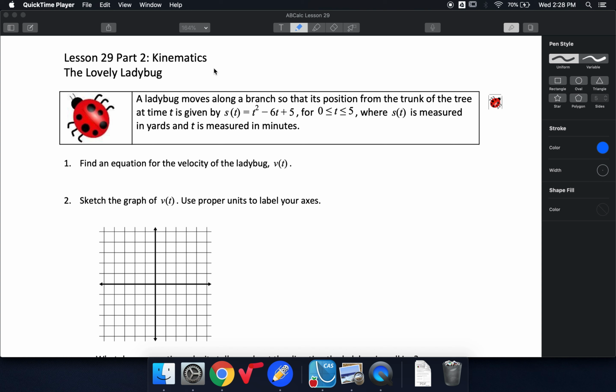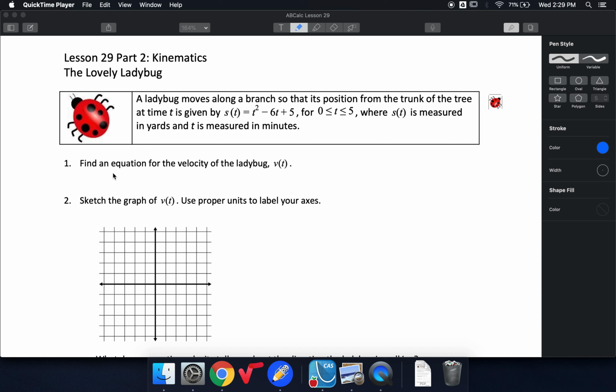So kinematics is the study of position, speed, and acceleration, and we're going to do that by looking at this lovely ladybug. She moves along a branch. Position from the trunk of the tree is given at time t with this equation. The distance is measured in yards and t is measured in minutes.